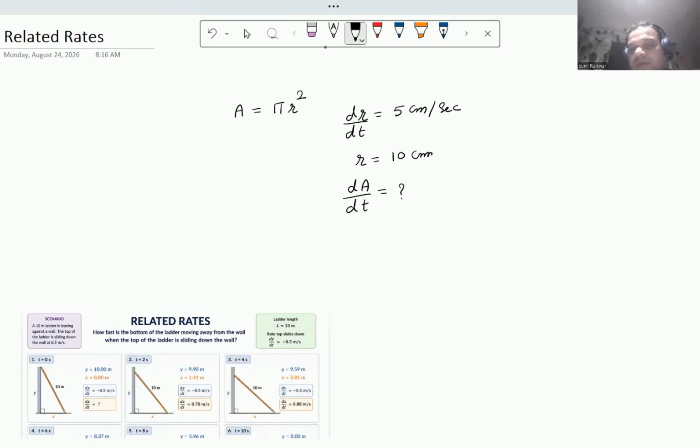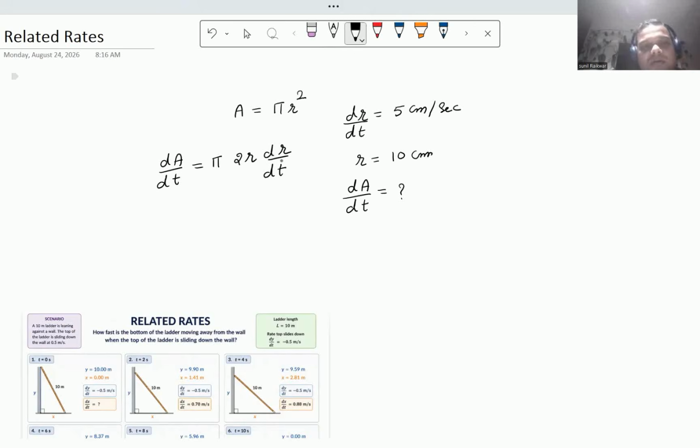So what are we going to do? Since we want to find dA over dt, we have to differentiate A with respect to time. So just differentiate both sides with respect to time. What do we get? dA over dt. Pi is a constant, so no need to do anything with pi. And r square, since we differentiate it with respect to time, we have to apply the chain rule. I'm assuming you know the chain rule. So here you will get 2r dr over dt.